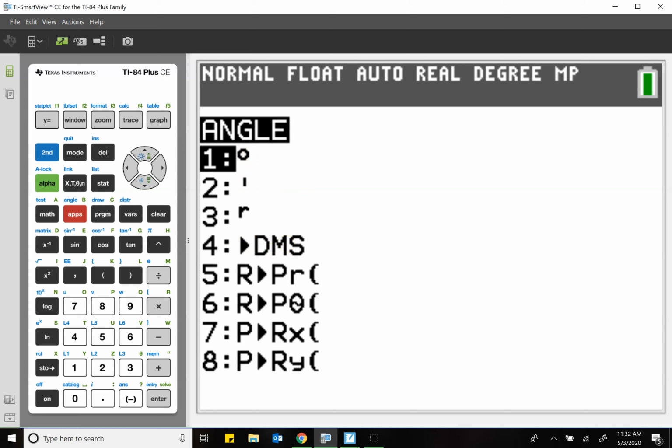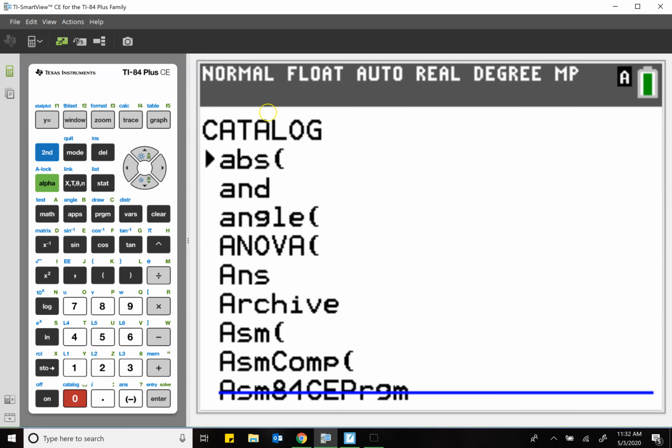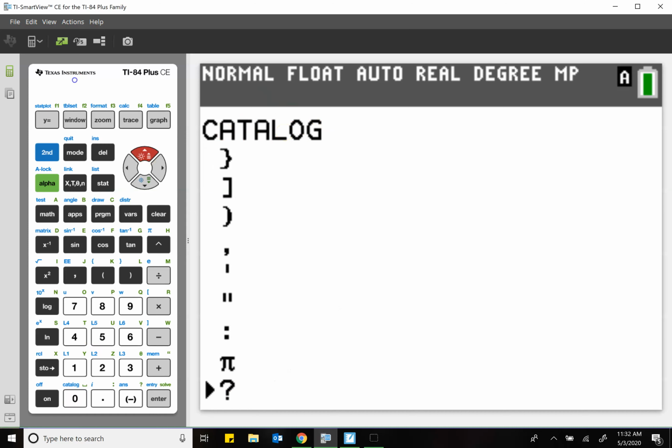Notice you don't see any seconds up here. I'll show you where the seconds is. If you hit second and 0, which brings up what we call the catalog, if you scroll up, right there, there's the seconds. So your seconds is in the catalog. Okay? So let me show you some cool things that you can do.